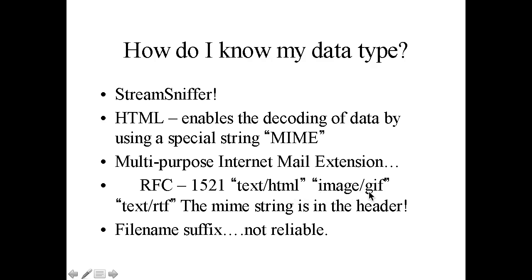You can get image data, such as image/GIF, and if that's in the stream, the browser should know how to interpret that and display it, but not all browsers do. And there's another form of text that we may hold as common, the RTF, which is really just a Microsoft proprietary format. And so this MIME string comes in the header, and we can't rely upon a file name suffix.